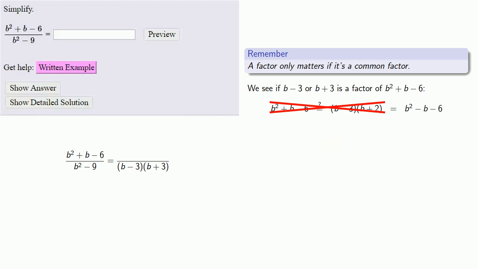But all hope is not lost. There is a second possibility for the factor, b plus 3. And so the question you've got to ask yourself is, self, is b squared plus b minus 6 equal to b plus 3 times something? And again, whatever that something is, it has to be a b because we need to get a b squared, and a minus 2, because we need to get a minus 6.